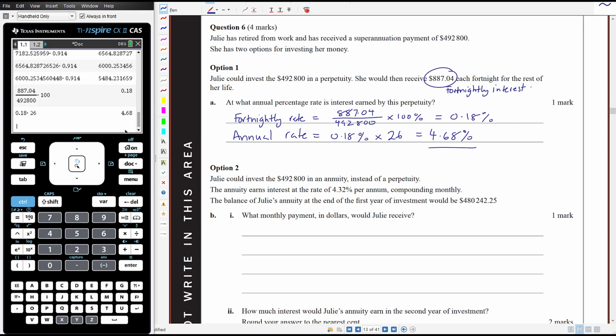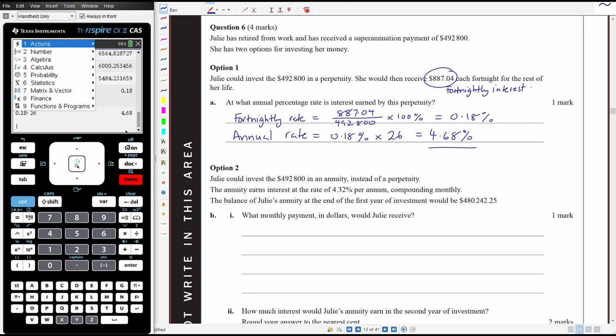Okay, option 2 for her investment is that she could invest the $492,800 in an annuity instead of a perpetuity. The annuity earns interest at the rate of 4.32% per annum, compounding monthly. The balance of Julie's annuity at the end of the first year of the investment would be $480,242.25. What monthly payment would Julie receive?